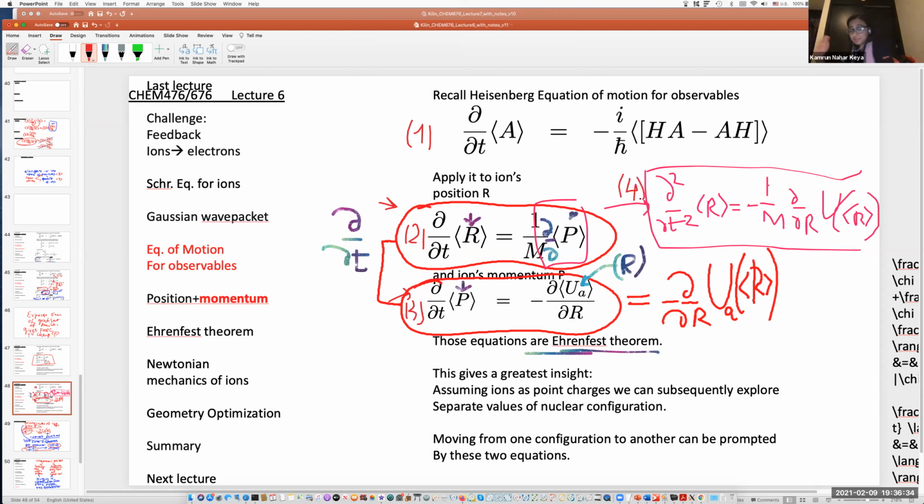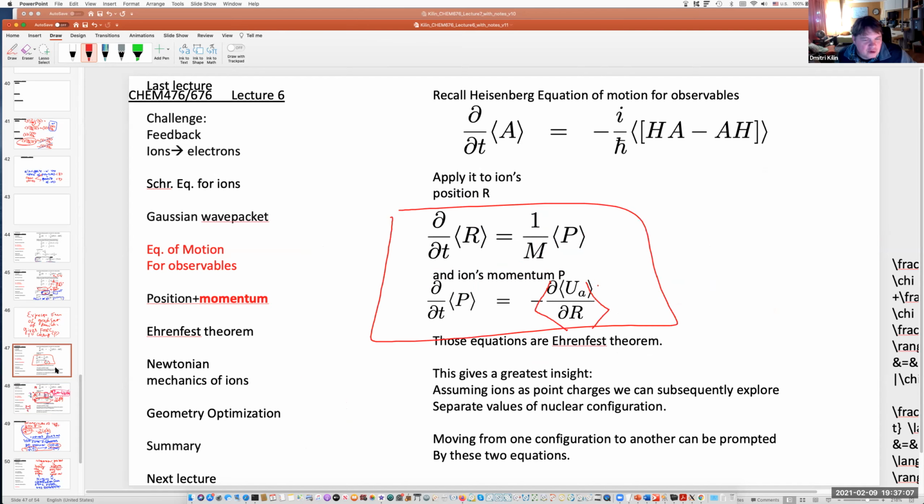By plugging number 3 into number 2, we will obtain number 4. Equation 3 is totally different. So your question is, from where do we get equation 3? I've got the question and I'm going to answer. Just give me a second.